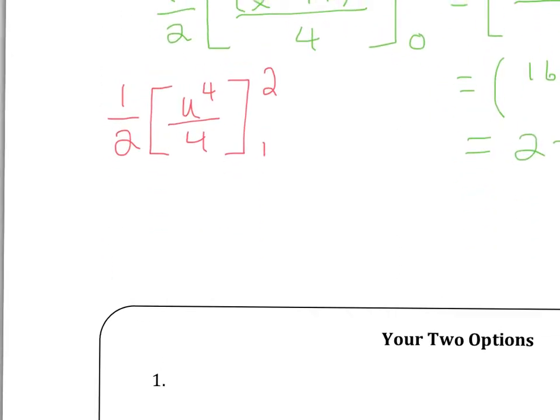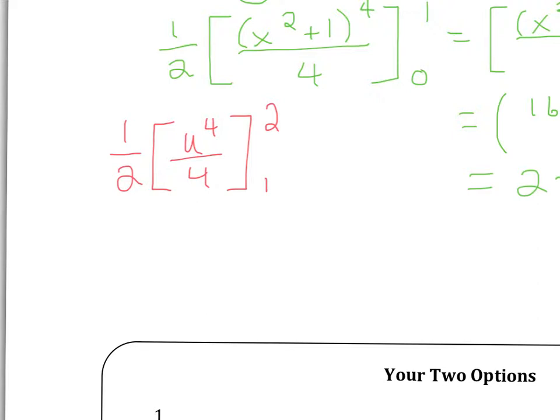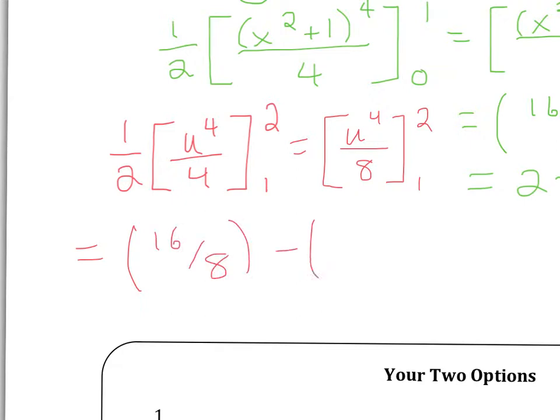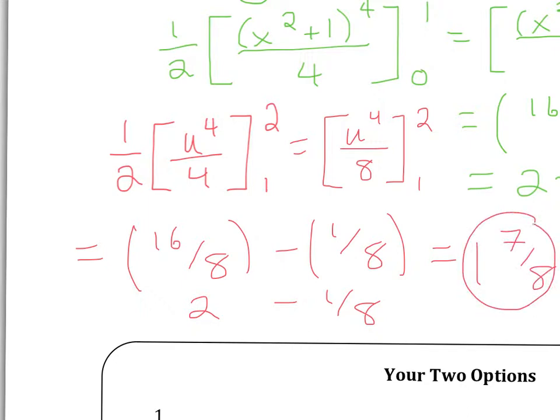So now let's finish this problem out down here. Again, I'm going to distribute the 1/2 in just to make it a little cleaner. So that will actually be u to the 4th over 8 evaluated between 1 and 2. And then when we expand that, 2 to the 4th is 16 over 8 minus 1 to the 4th is 1 over 8. We can already see things are moving in the right direction because we will get 2 minus 1/8, and that will give us 1 7/8. So you should get the same answer either way.